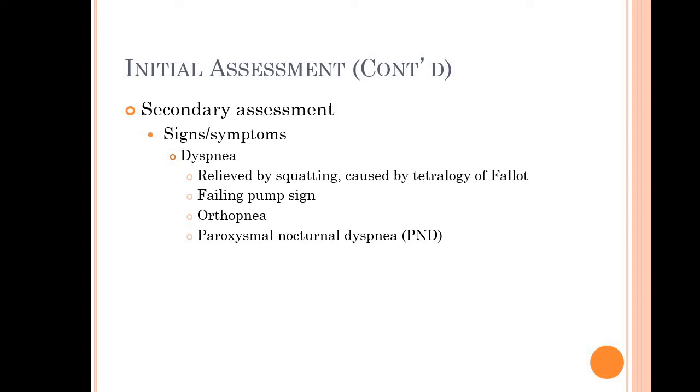Now, as far as kids go, because adults usually don't show tetralogy of Fallot, if the dyspnea can be relieved by squatting, that's a pretty good sign they have a missed tetralogy here. It's also a sign of failing heart. I mean, you know this from CHF. And then you got to watch out for orthopnea, which is can they actually lie down flat and breathe, or do they have to be sitting up like your CHF patients? And we discussed PND on Tuesday.